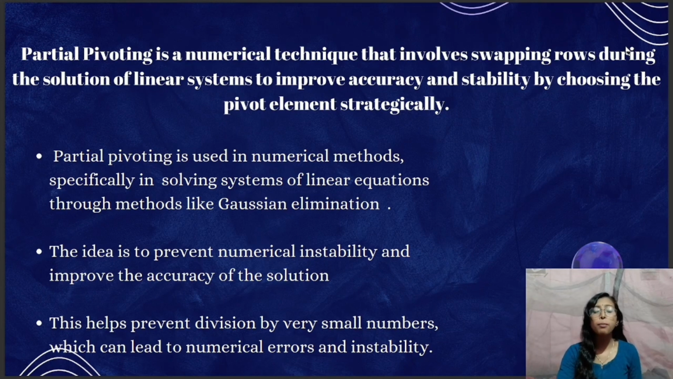The idea is to prevent numerical instability and improve the accuracy of the solution. And third, this helps prevent division by very small numbers, which can lead to numerical errors and instability. In conclusion, or in short, we can say that partial pivoting is used in calculations of numerical methods in order to find an accurate solution to the question or to the problem without causing any errors or any wrong answers.